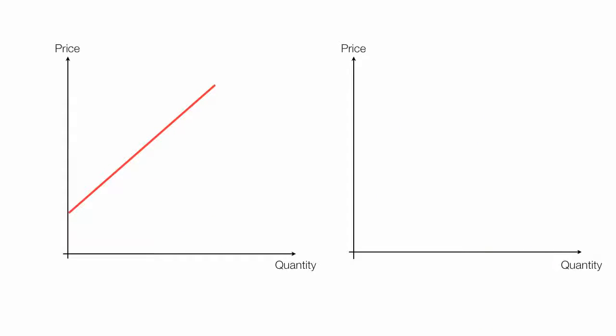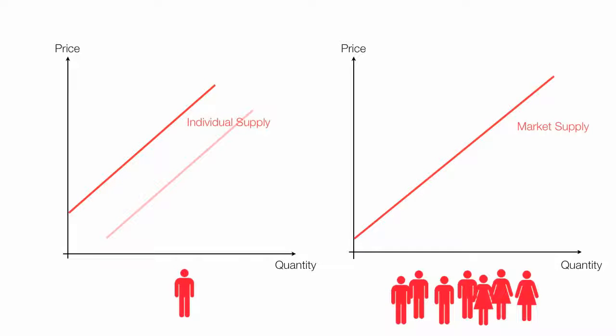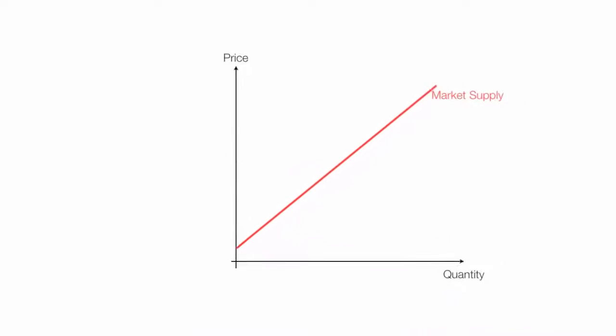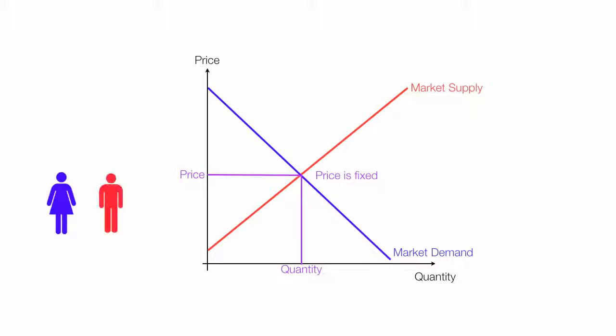Now I'll make the same assumption about market supply. Here's individual supply, one supplier, and a market supply. Changes in individual supply have no impact on market supply. Now, if I draw in market supply and market demand, that gives our market price and our market quantity. Price is fixed. In other words, suppliers and buyers see price as fixed and they're price takers.